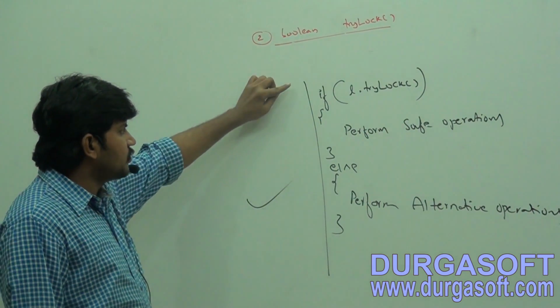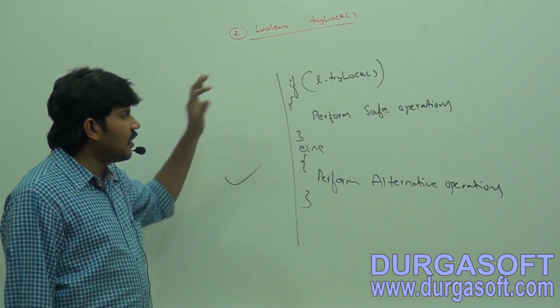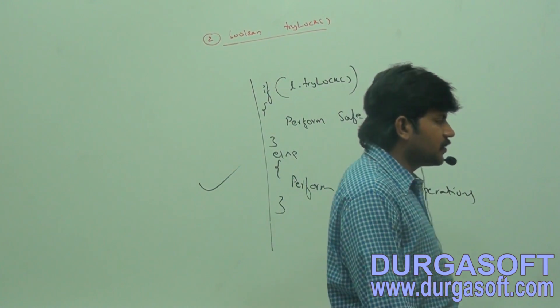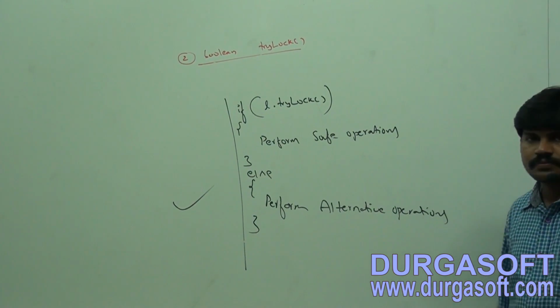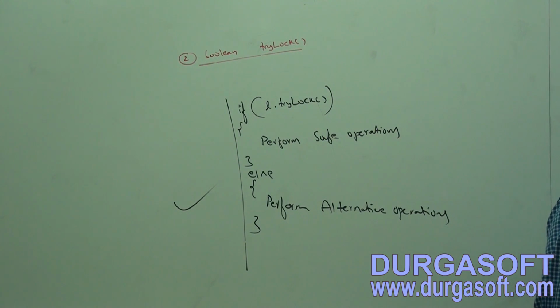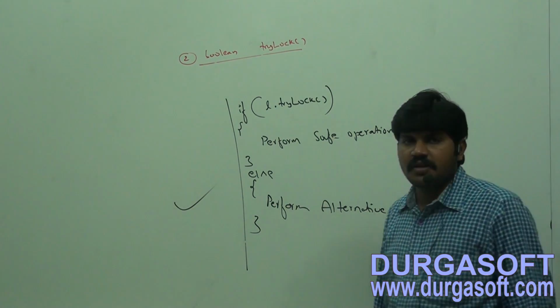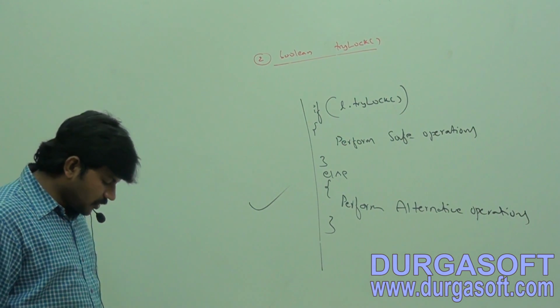Okay, that's all. Now take this one. If L dot try lock, perform safe operations, else perform alternative operations. Completed, right? Alternative operations like.